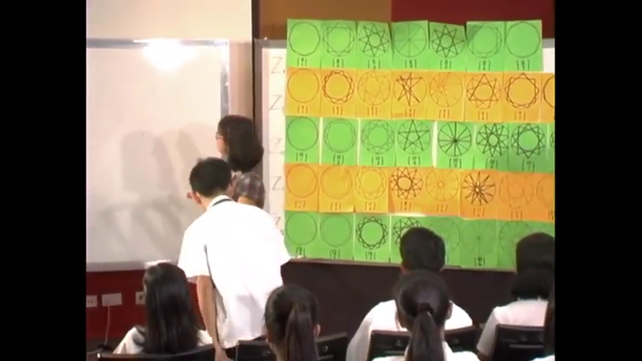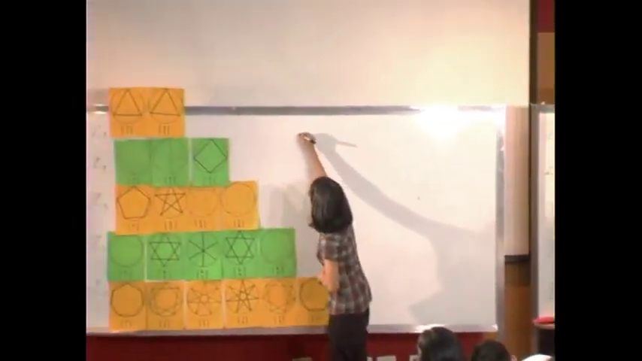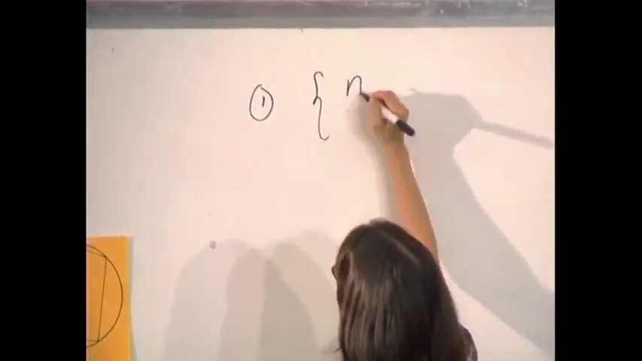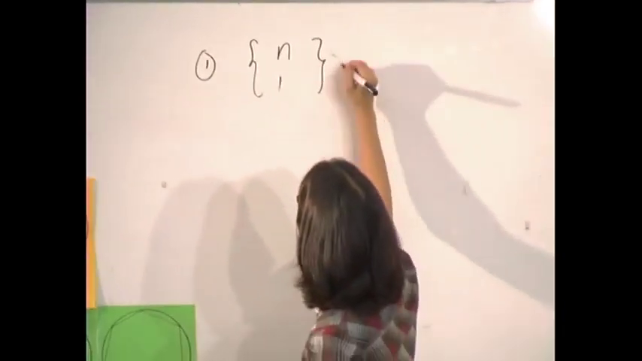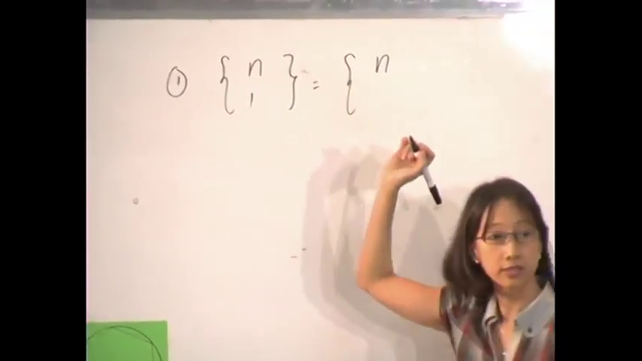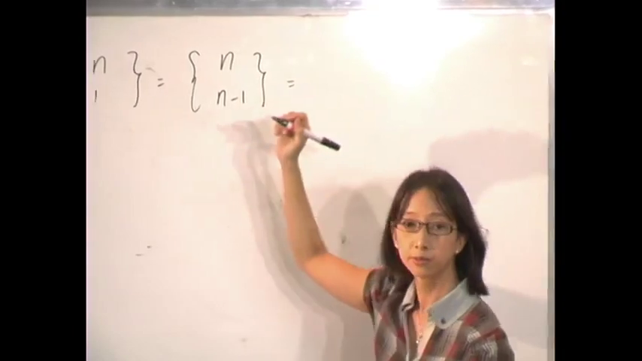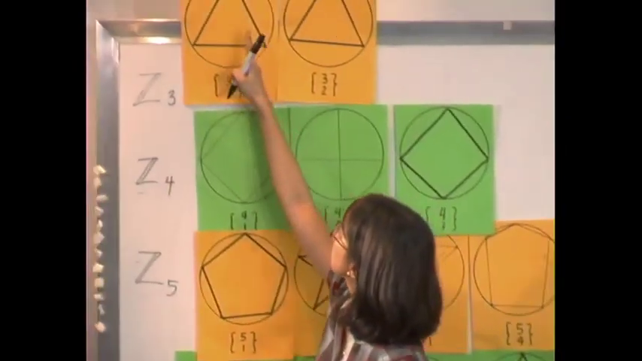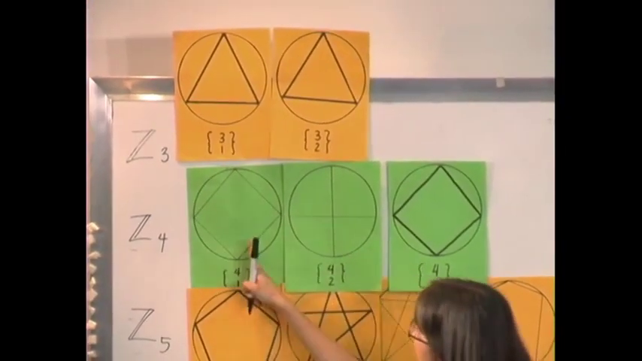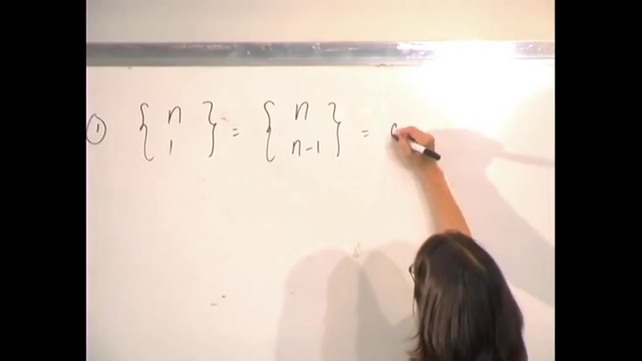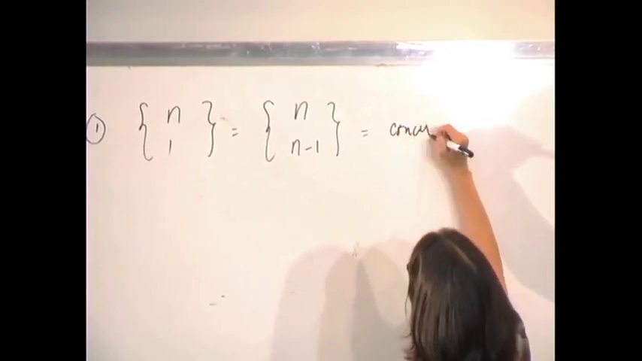Okay, so let's make some conjectures. First conjecture, the first and the last graphs are all the same. So if we generalize that, what will be our addend? For the first graph, it's always 1. Okay, n, 1 is equal to n, n minus 1. And what can you say about their graphs? This looks like a triangle, a square, a pentagon. So they look like, yes, polygons. Convex polygons.